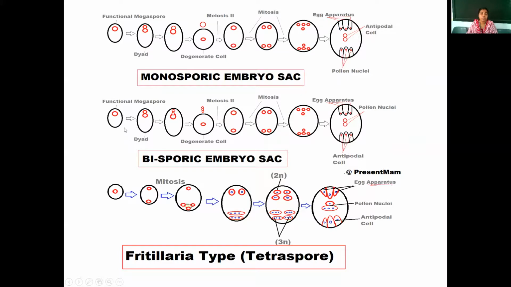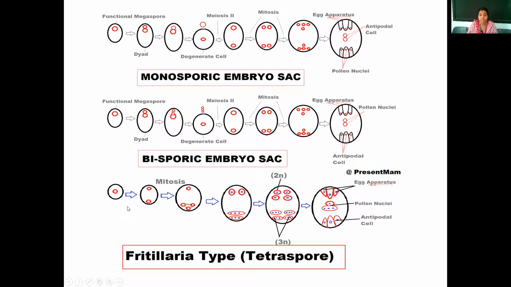Whereas here in bisporic, one functional megaspore forms a dyad. The base megaspore does not divide anymore. The upper one divides into 2, and the other will disintegrate, only one functions. And here also it will divide into 2. And again, the next mitotic division results in 2 cells on the polar end, and that results in 8 cells by subsequent mitotic divisions. And finally the egg cell, that is the embryo sac formation, takes place.